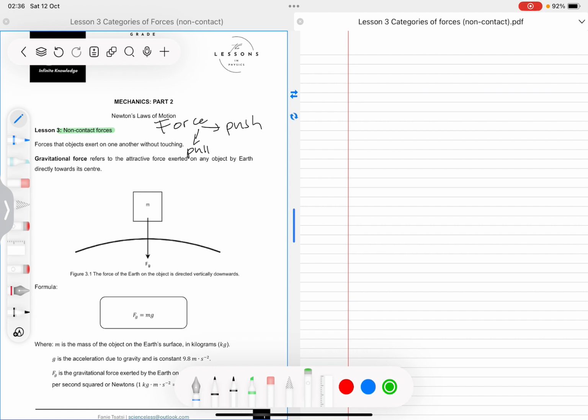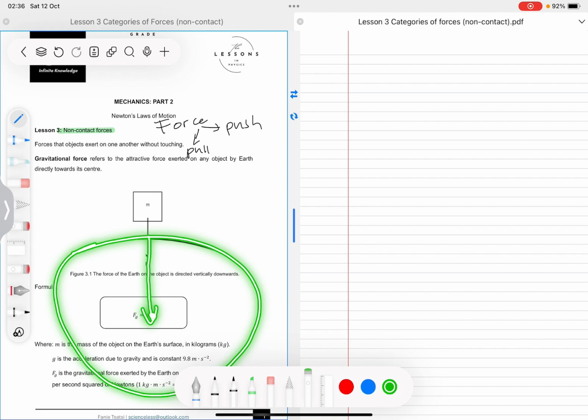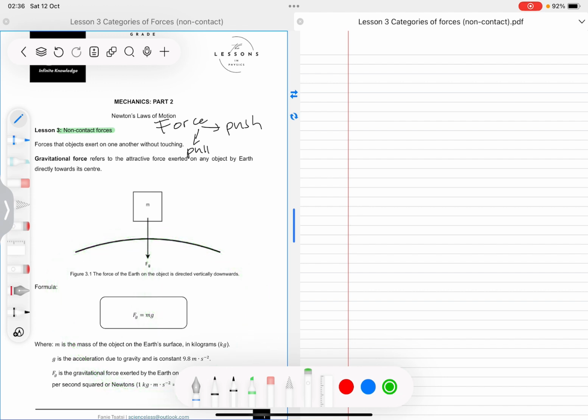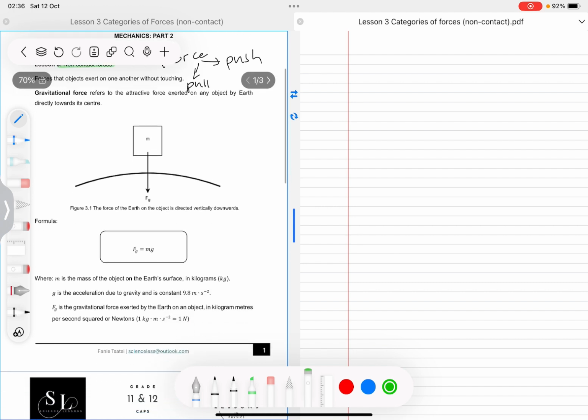So what we learn about this force when we conduct our experiments and do our research is that this force is always directed towards the center of the earth. Remember that the earth would be something like that, and the center would be here. So the force is always going towards the center, right? It's directed towards the center, and it happens without the earth touching the object, really. That's why we say it's a non-contact force.